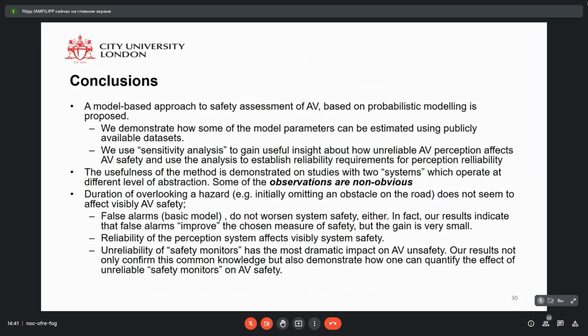Or if some of the parameters, as we have seen, like overlooking for a very short period of time, not recognizing the object on the road immediately, it's not a big deal. You can just ignore it because it doesn't make any visible impact on system safety. So I'll stop here. Hopefully it was clear what we have done. And if there are questions, I'll be quite pleased to try to answer them.